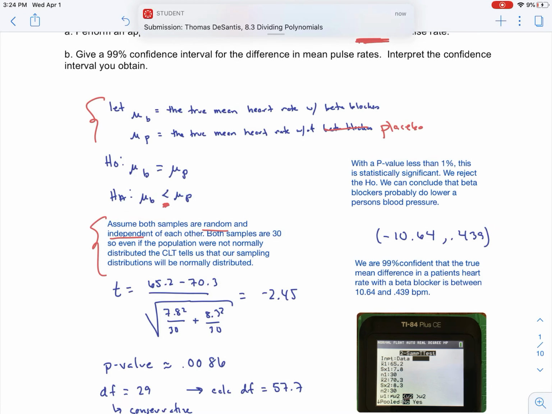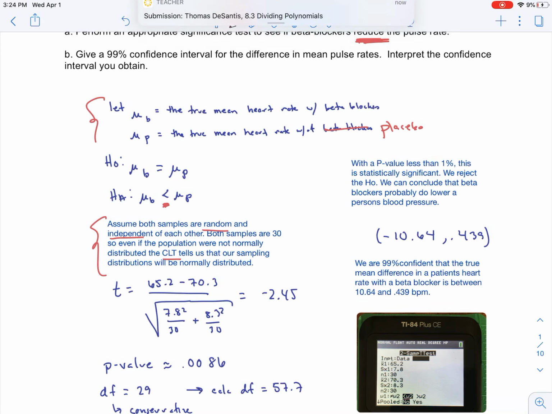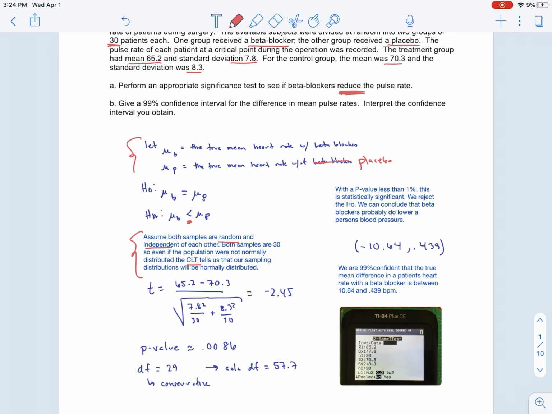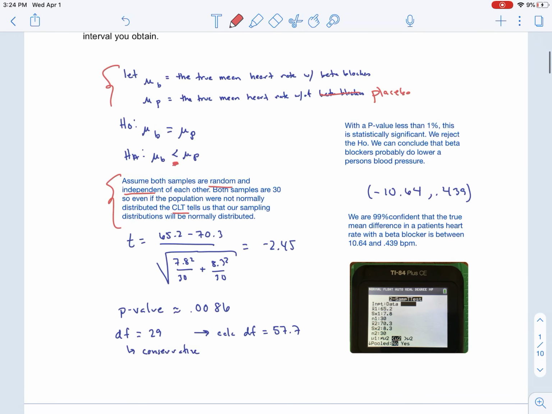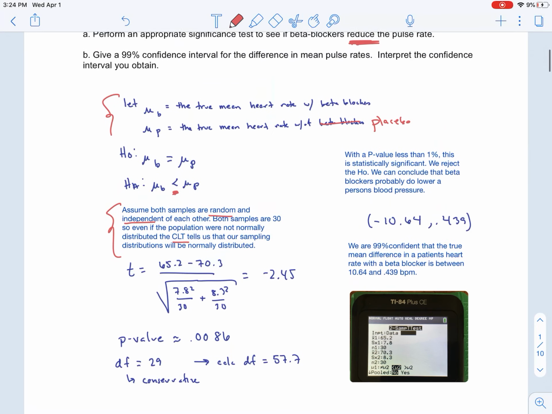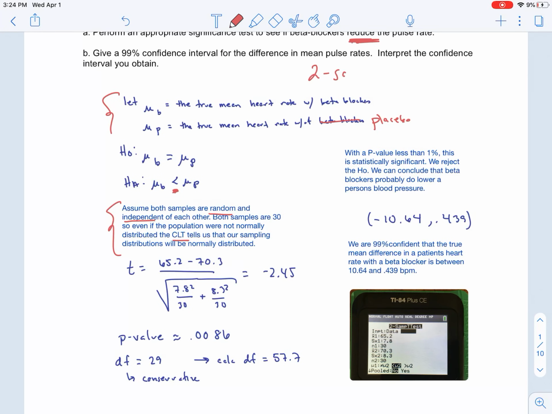Both samples are 30, so even if the population were not normally distributed, the central limit theorem tells us that the sampling distributions will be normally distributed. I neglected to, although I should, name this test. This is a two-sample t-test. I can either name it by name like this, or I can name it with the formula. I plugged everything into the formula right here. I got my test statistic right there and my p-value.